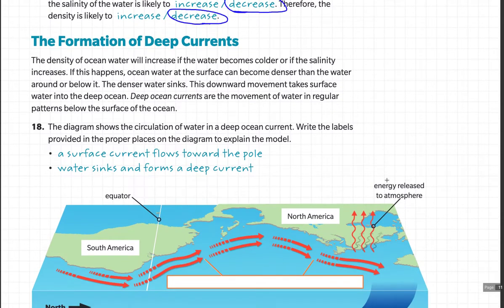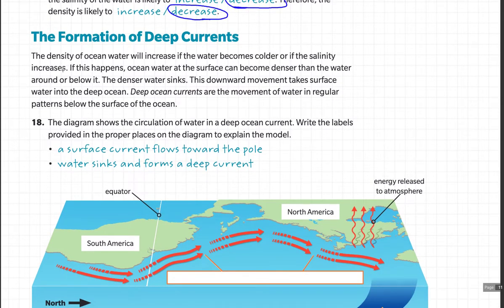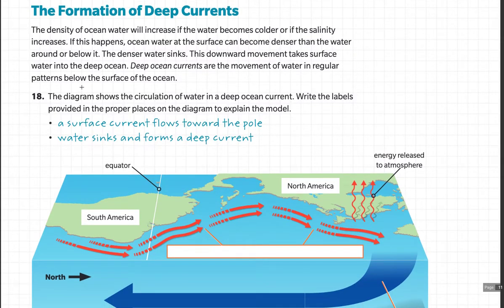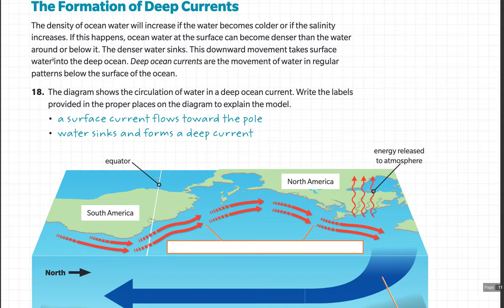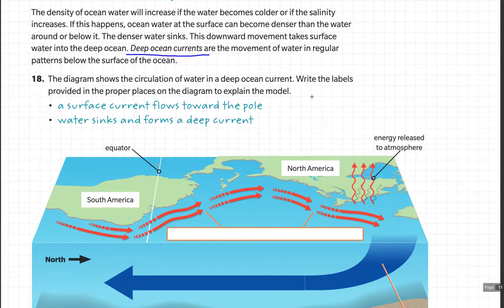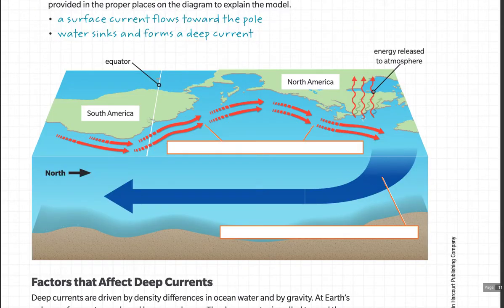And here we're talking about the formation of deep ocean currents. The density of ocean water will increase if the water becomes colder or if the salinity increases. If this happens, ocean water at the surface can become denser than the water around or below it, and the denser water sinks. The downward movement of the water is what causes deep ocean currents. Deep ocean currents are the more regular currents within the ocean because they're not affected as much by the wind. They're more affected by the continents and the salinity and things like that.